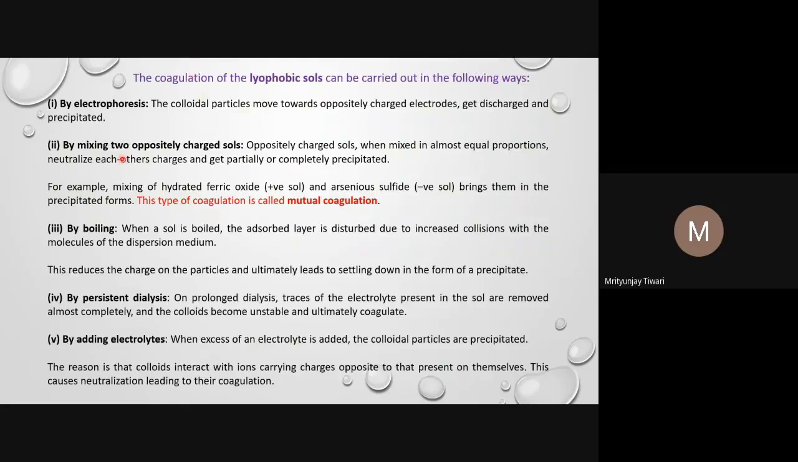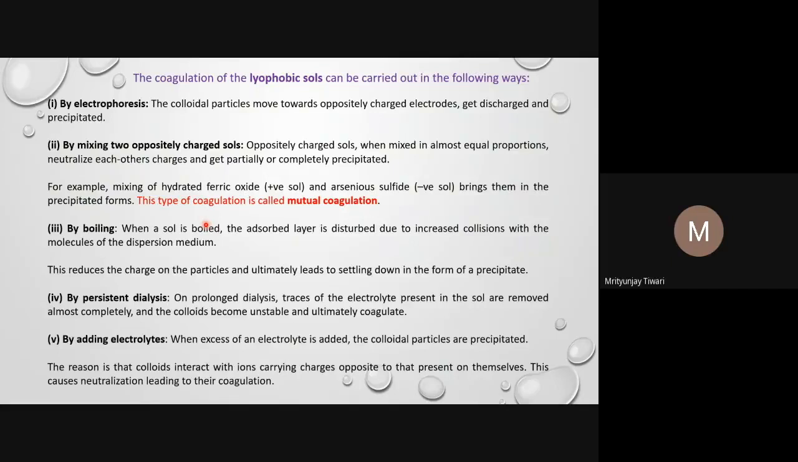So another way is by mixing two oppositely charged salts. And these methods of coagulation also tell you, if you want to form a stable sol or a stable colloid, what things you should avoid. So you should avoid mixing two oppositely charged salts.